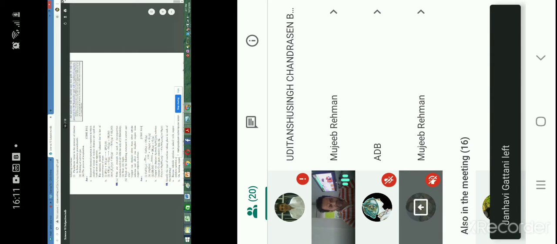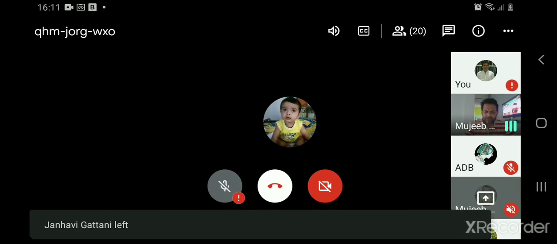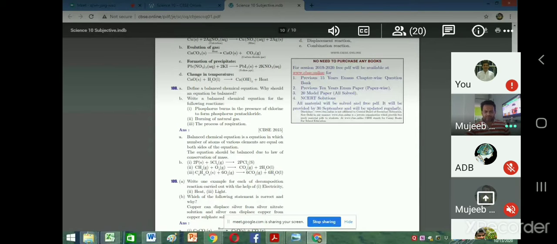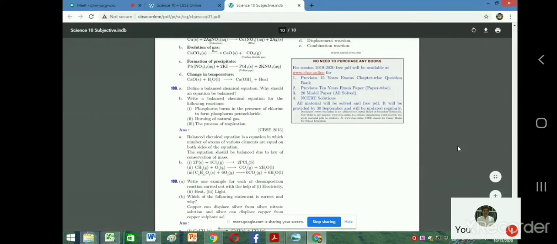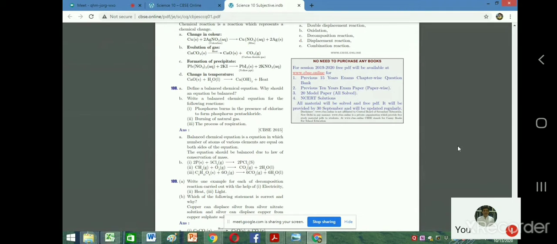Carried out with the help of electricity, heat and light. Okay, that means you have to write one example of thermal decomposition, one example of electrolytic decomposition, and one example of photolytic decomposition. I hope you know the example of all three. Then look at the board. I'm solving the three examples of the three types of decomposition on the board.